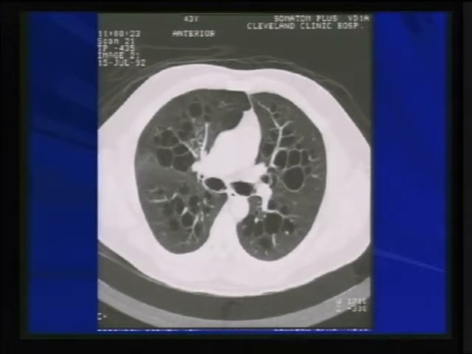Now, this is a somewhat unique and easily recognizable disease of the lungs that has also diffuse cystic disease. But the difference here is the distribution. Look at the distribution of these cystic changes. They're more in the medial portion of the lungs. So this is what? Anybody? That's right, bronchiectasis. So this is cystic bronchiectasis.